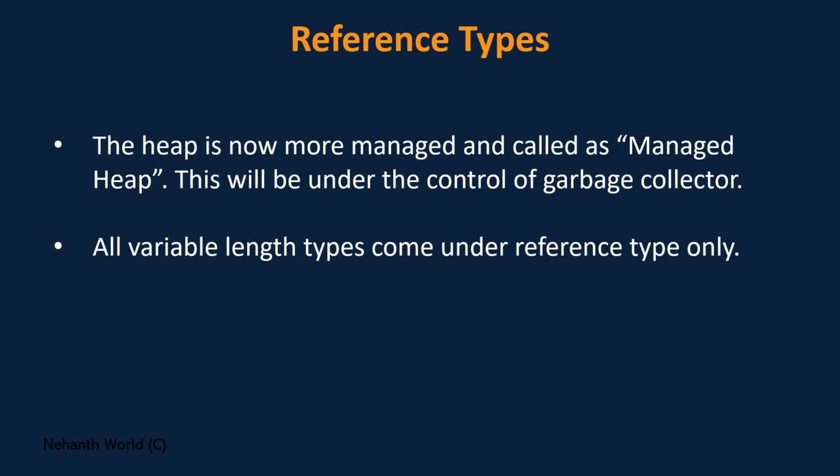The heap is now more managed and called a managed heap. This will be under the control of the garbage collector. All variable length types come under reference types only. So string comes under reference type, object comes under reference type, and class comes under reference type, arrays come under reference type, and collections also come under reference types.